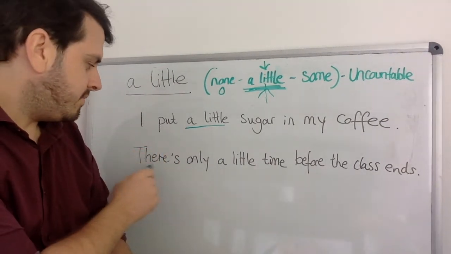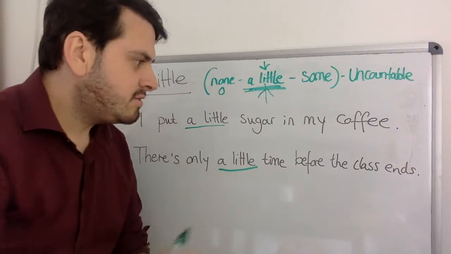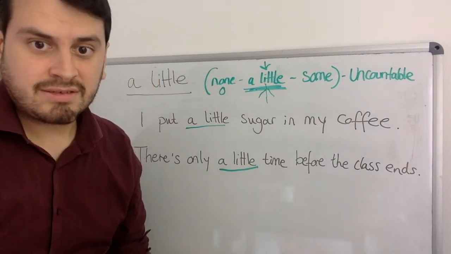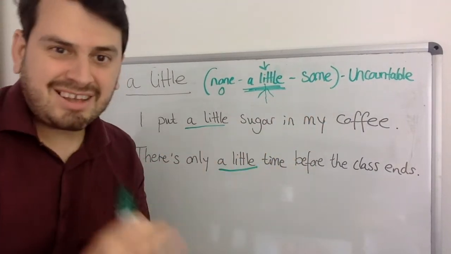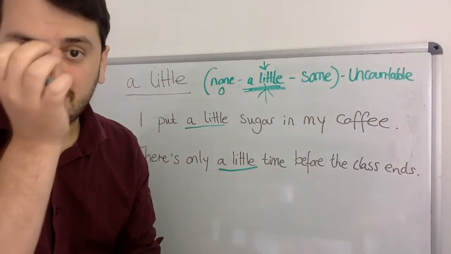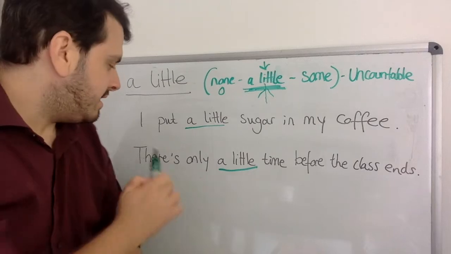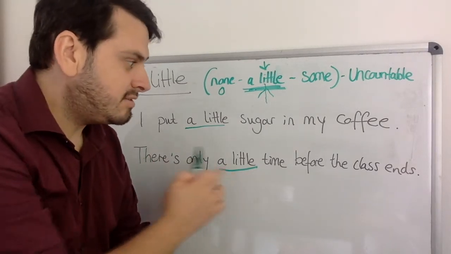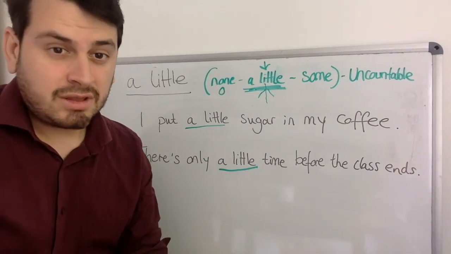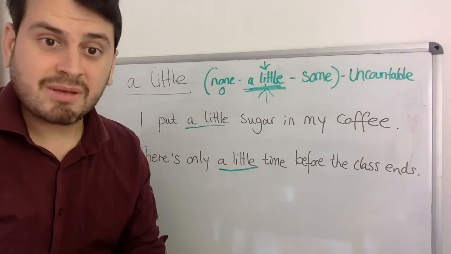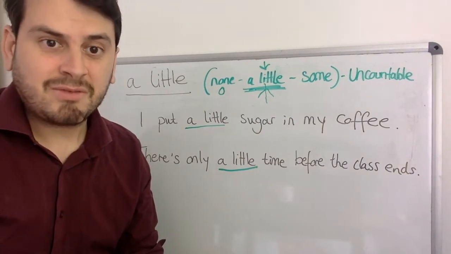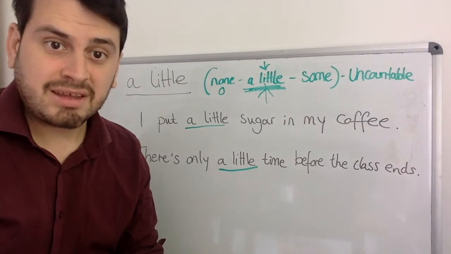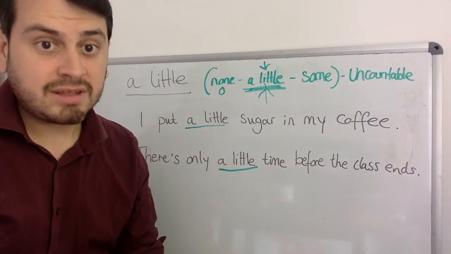And then here, we've got there's only a little time before the class ends. So I put a little sugar, means not some sugar, but less than some. Maybe just half of a teaspoon. And then here we've got there's only a little time. So that means not a lot of time, not even some time, but very, very little time before the class ends, maybe 5 minutes. Okay, so this is a little.